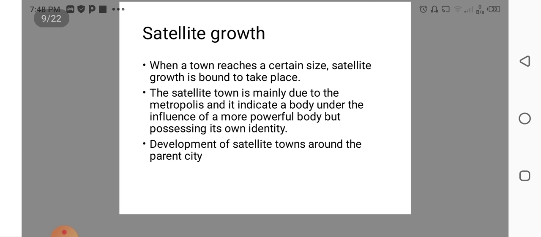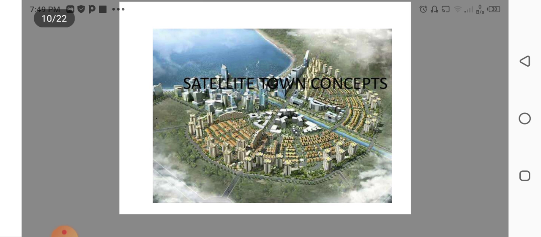Satellite growth. When a town reaches a certain size, satellite growth is bound to take place. The satellite town is mainly due to the metropolis, and it includes a body under the influence of a more powerful body but possessing its own identity. Development of satellite towns around the parent city. Here you can see a concept of satellite town.